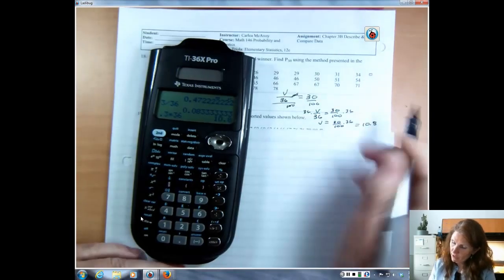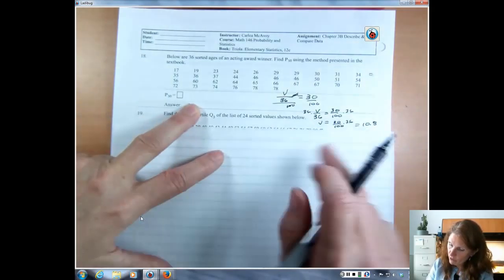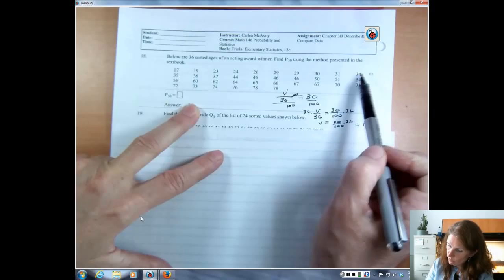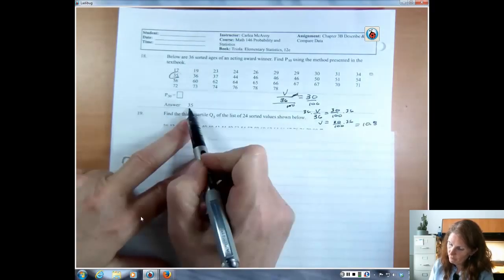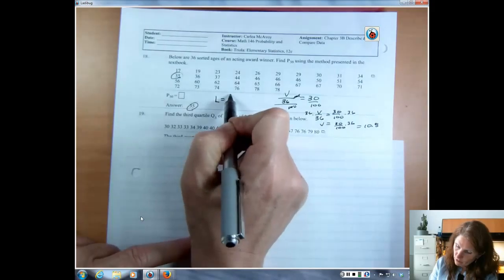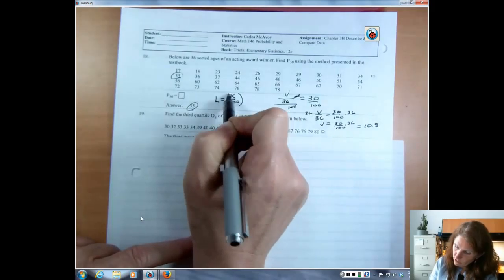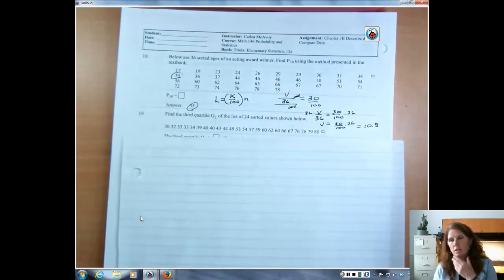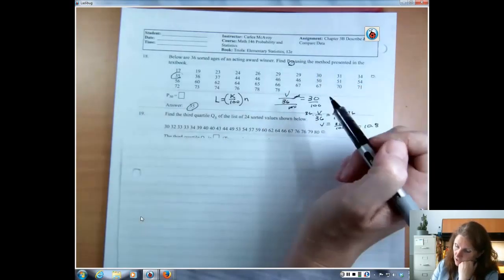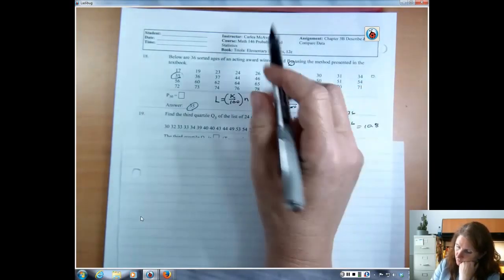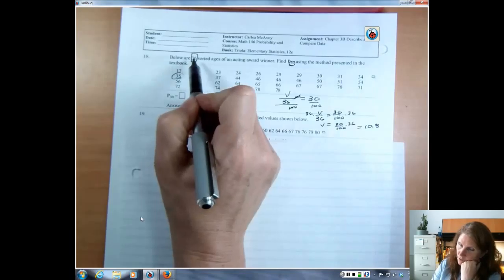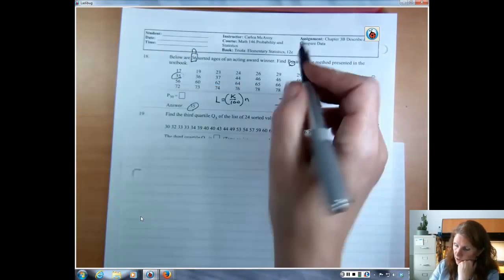And so if I go 10.8, I need to go one higher to the 11th place to find my number. So there's 10, and then one more would be, I'm right there, which is 35. Okay, so L equals K over 100 times N is the formula that they gave. K being your percentile, which is given right here, 30. And N is the number of values that they gave you, which is N. So this is K, and this is N, and then just plug in to find that.